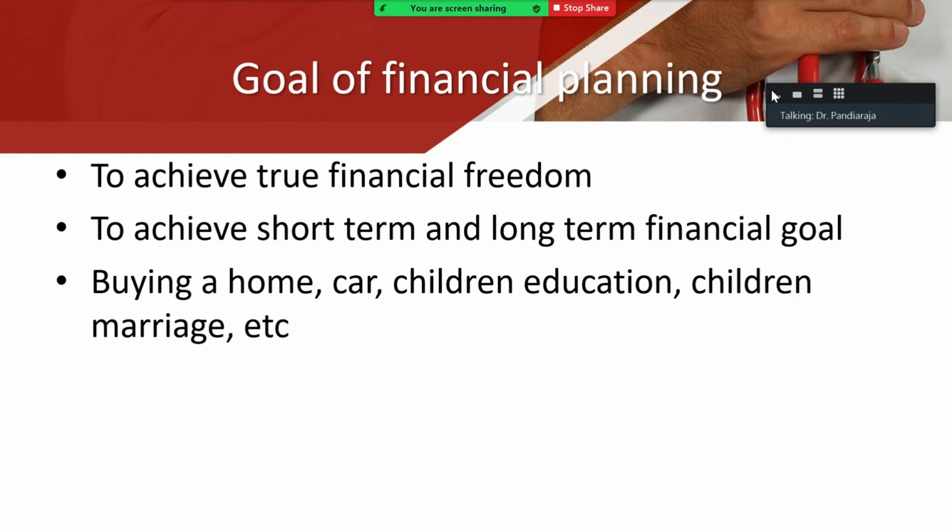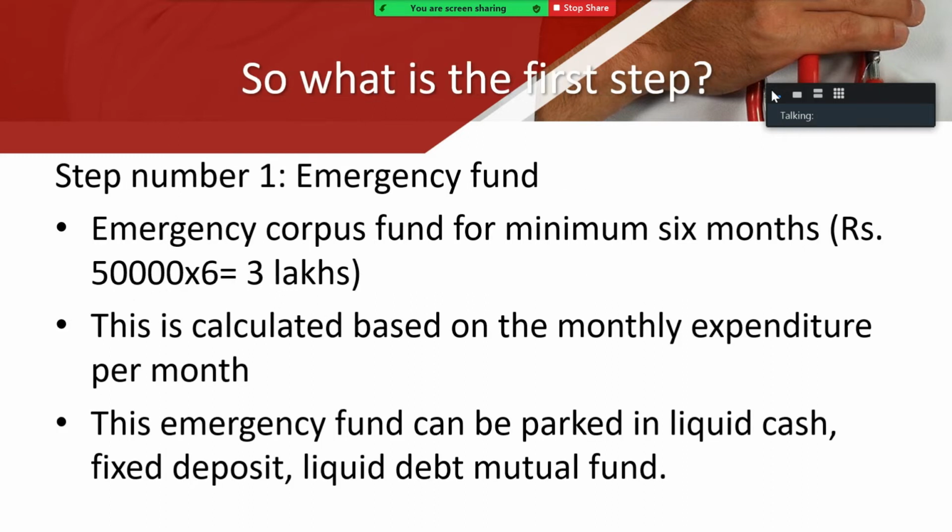So, what are our financial goals? To achieve true financial freedom, to achieve short-term as well as long-term financial goals, some people will have buying a home, car, children's education, children's marriage, or retirement, something like that. Now we are going to see what the first step is. The first step is creating an emergency fund. An emergency fund is a minimum of 6 months of your expenses.